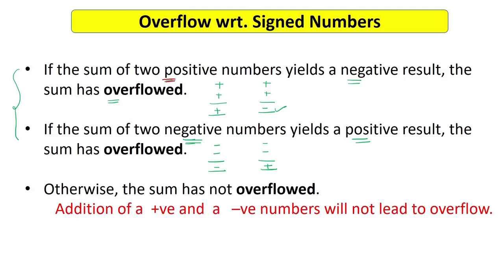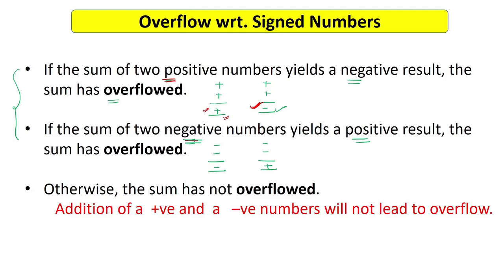Now, the important thing to note is that whenever we are adding two positive numbers, it may happen that we get a negative result. It is not always that we will get a negative number. Sometimes we may get the positive answer also, and then we will say that our result is correct. But if we get the negative number, only then will we say that we have got the overflow.